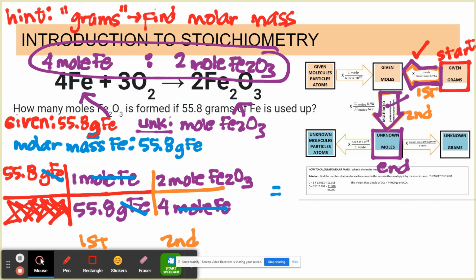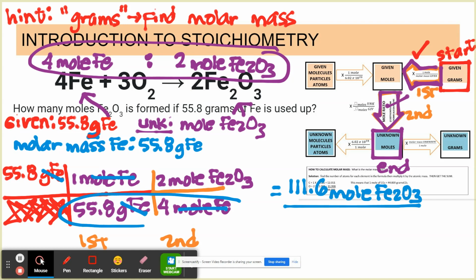55.8 times 1 times 2 is 111.6. Okay, it's 111.6. And then the unit will be whatever's left behind, the last top box, Fe2O3. Over, this time I have to multiply everything at the bottom, which is 55.8 and 4. 55.8 times 4 is 223.2.